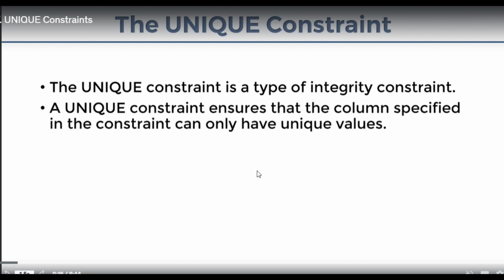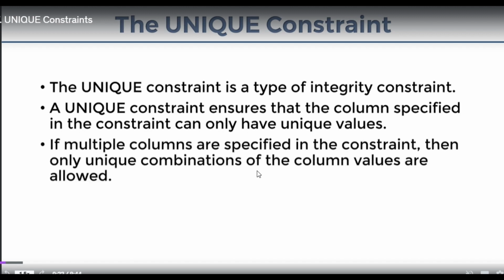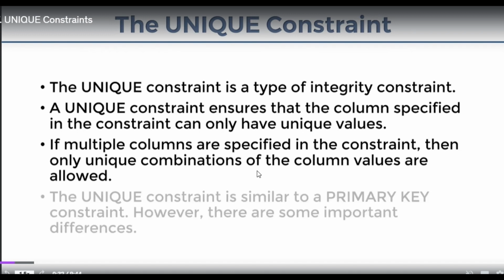A unique constraint is a type of integrity constraint. A unique constraint ensures that the column specified in the constraint can only have unique values. If multiple columns are specified in the constraint, then only unique combinations of the column values are allowed.